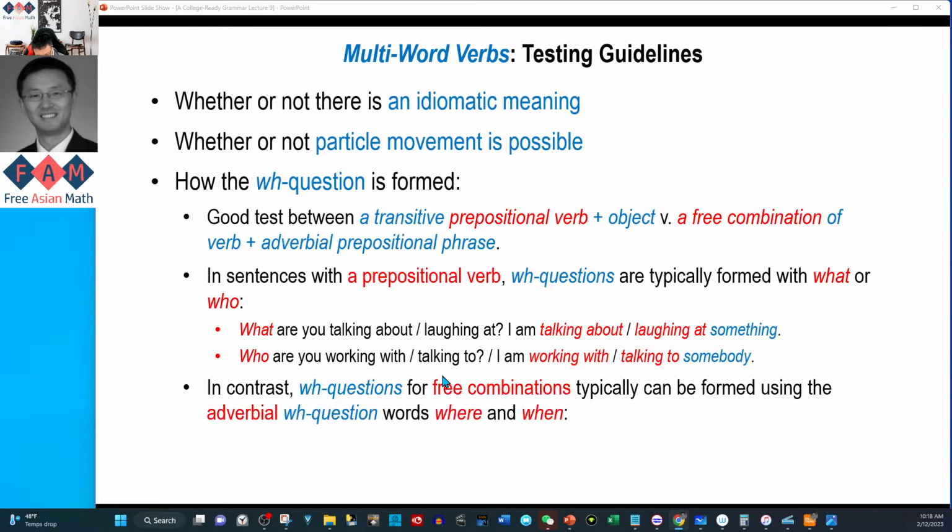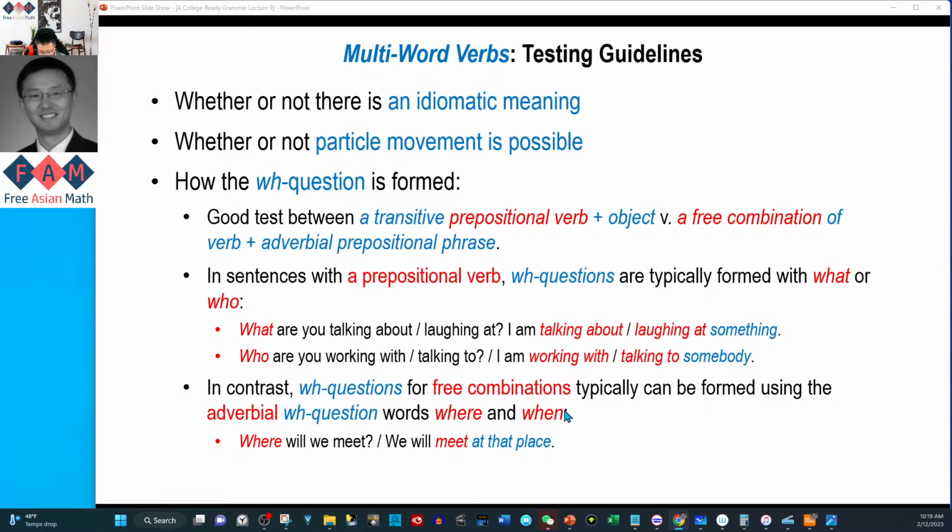In contrast, if you have a free combination case, your question will typically start with something like where or when. Why is that? Because your question is toward an adverbial thing. So let's take a look at an example. We will meet at that place. Meet at.